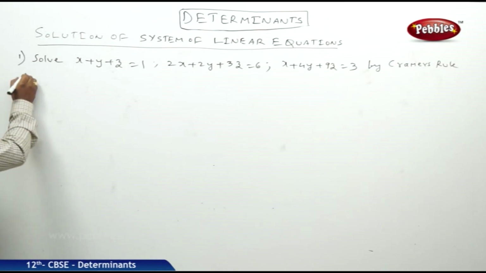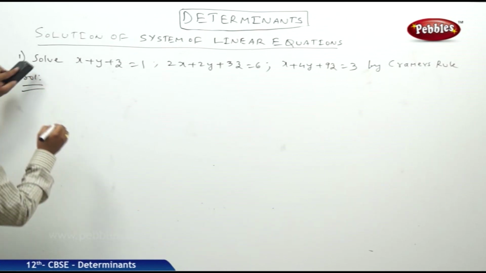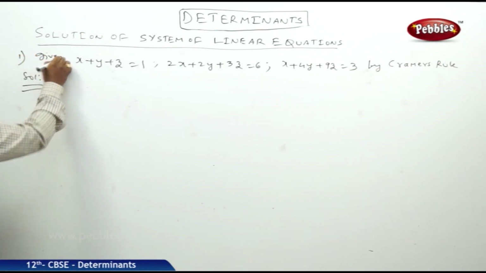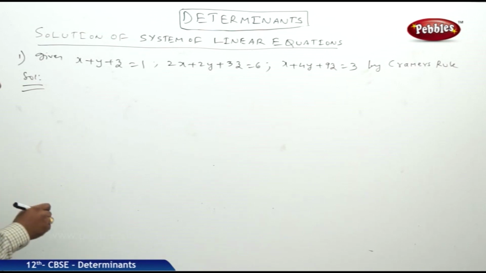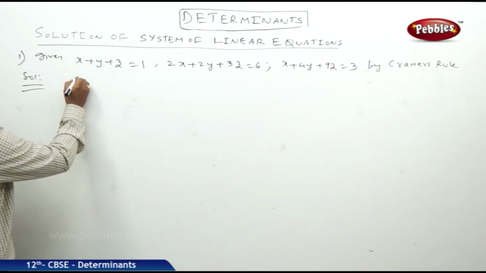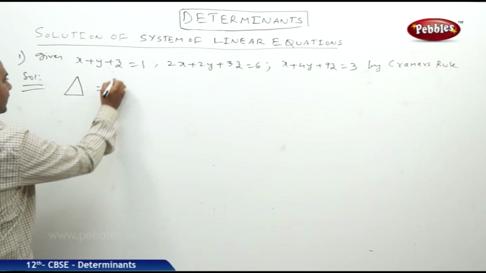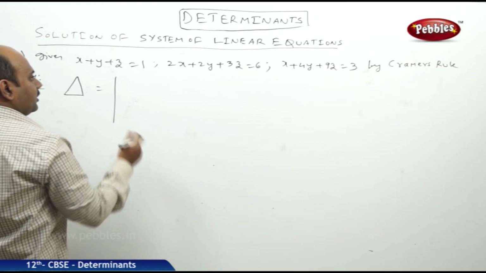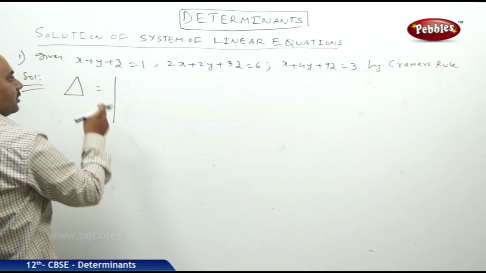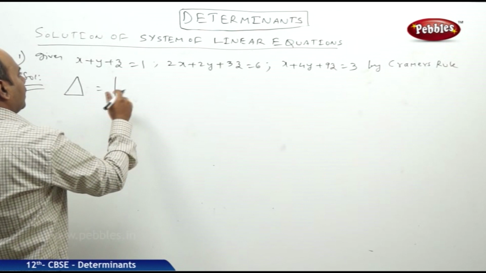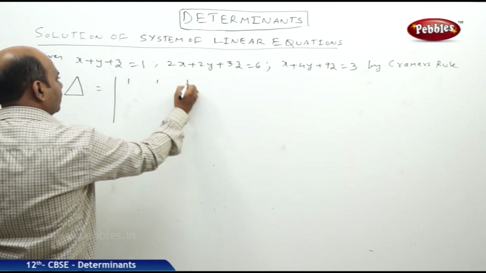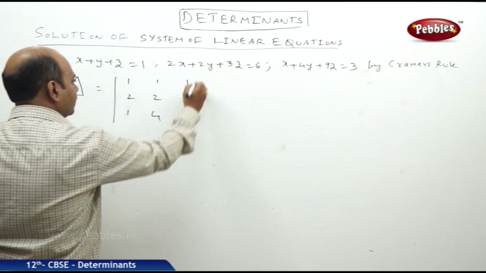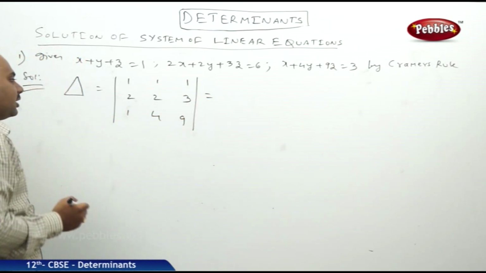Now, these are the given system of equations, which I am writing directly. I will first find delta, which is nothing but the coefficient matrix. The coefficient matrix is obtained by writing the coefficients of x, y, z from the given system of equations. So here: 1, 1, 1, then 2, 2, 3, then 1, 4, 9. Now I will find its determinant.